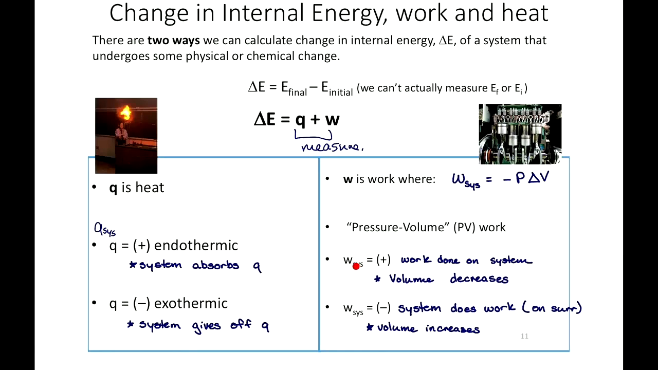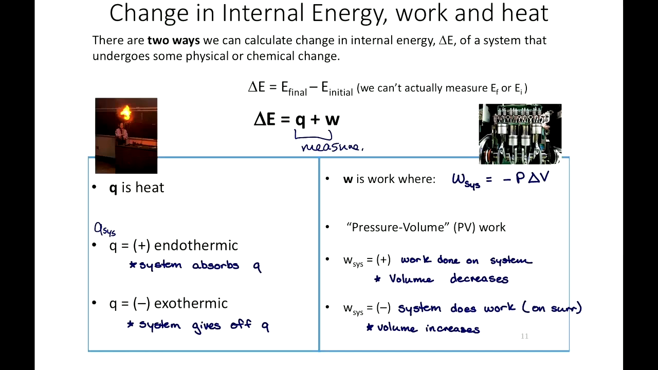So let me give you an example. When work of your system is positive, what that means is your system is gaining work. Work is being done on your system, just like Q. When Q is positive, you are adding heat to your system, so it felt like it was getting cold. So if I have a balloon and I do work on it, squeezing it really tightly, how is its volume changing? It's decreasing, yeah. So work is done on your system, volume decreases.